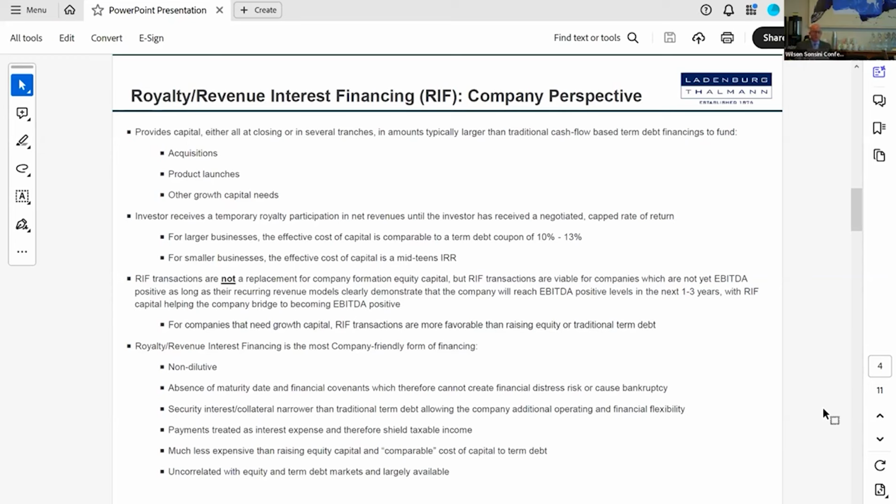So for companies that need growth capital, RIF transactions are more favorable than raising equity or traditional term debt. Here are a few of the reasons why. Number one, it's non-dilutive. The RIF investor is not getting warrants. They're not getting equity in your company. Number two, there's an absence of a maturity date and it typically does not have financial covenants like term debt does. And therefore, this form of financing literally cannot create financial distress risk for the company that raises this fund. This form of financing cannot push a company into bankruptcy.